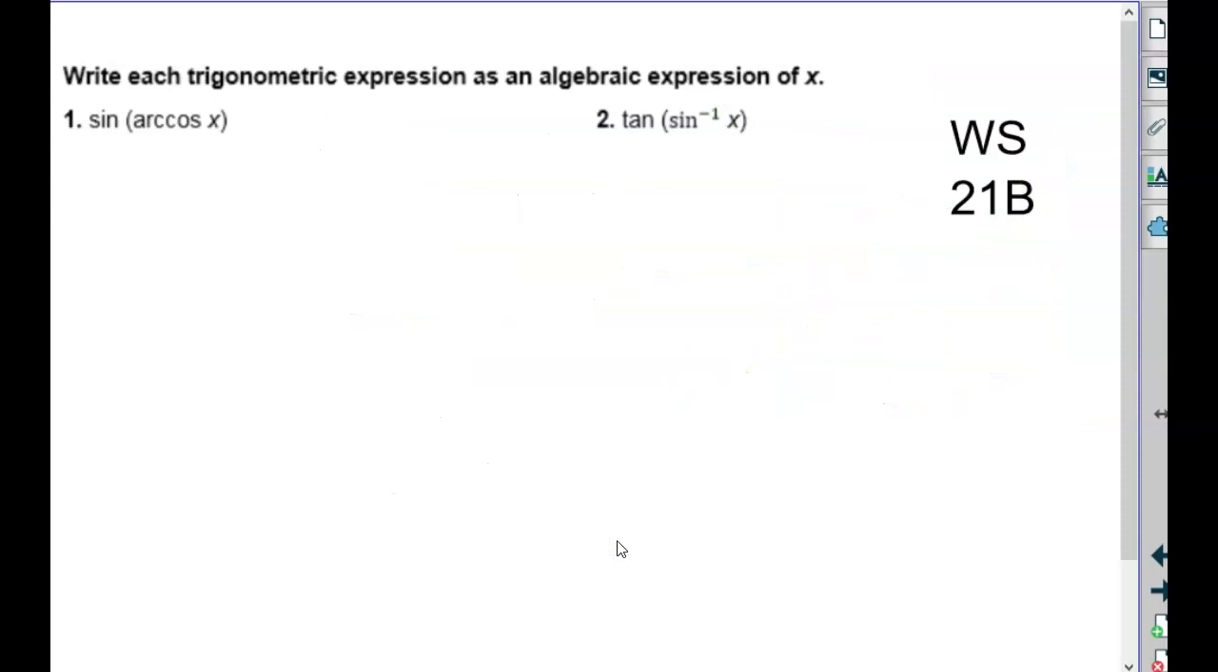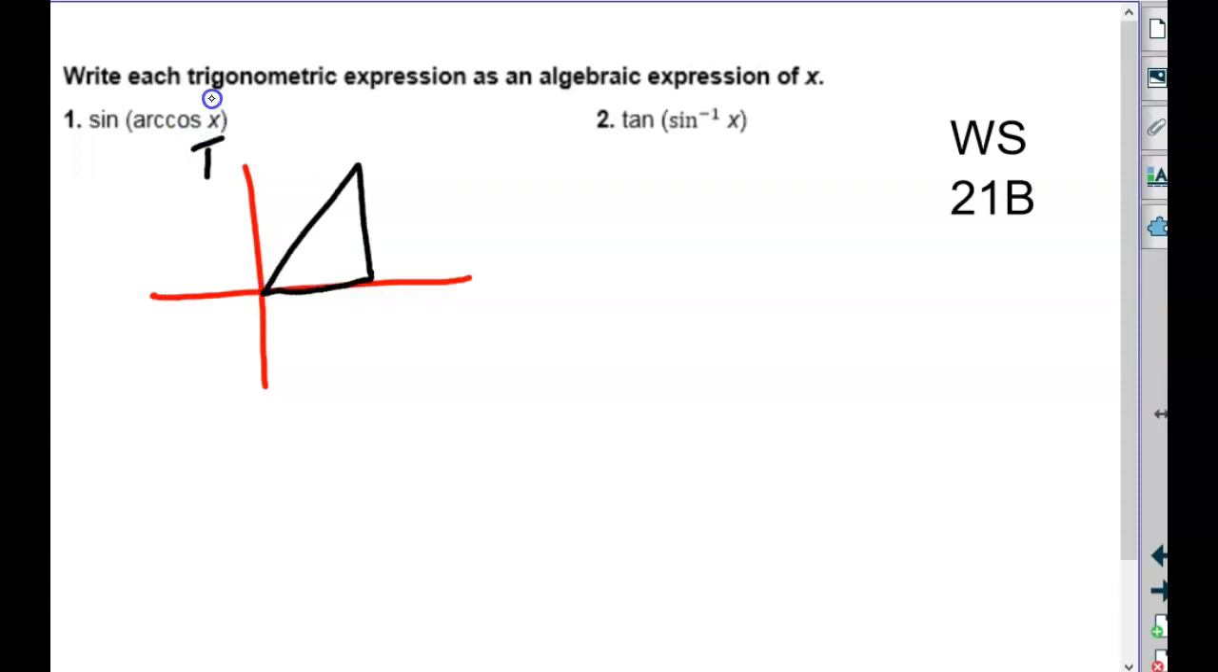All right, worksheet 21B. Kind of more of the same, or are these the same two? Yeah, well, we'll practice. Where am I going to put the x and the 1 for this one? If the cosine is x over 1. Anybody?